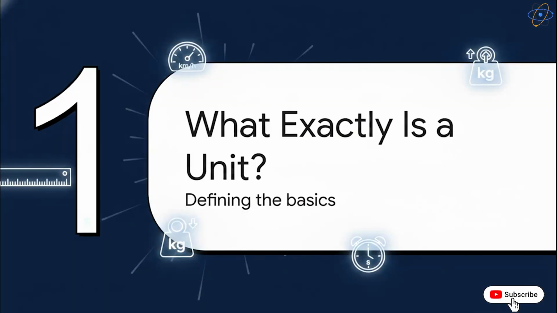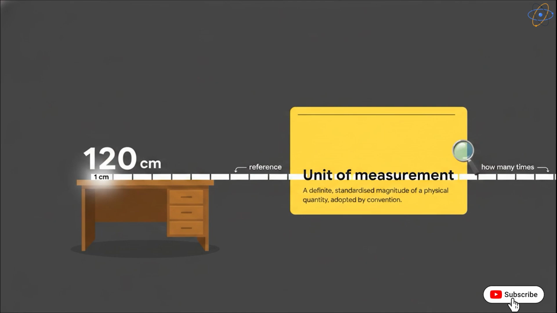Section 1. What exactly is a unit of measurement? Let's get our definition straight. Simply put, a unit of measurement is a definite, standardized magnitude of a physical quantity adopted by convention against which all other quantities of that same kind are compared. I know, that sounds a bit textbook, so let's break it down. It basically acts as a reference point. So, when you say a desk is 120 centimeters long, the centimeter is your chosen reference length. The number 120? That just tells you how many times that reference fits into the actual length of the desk.